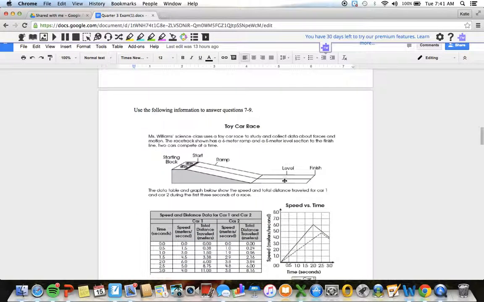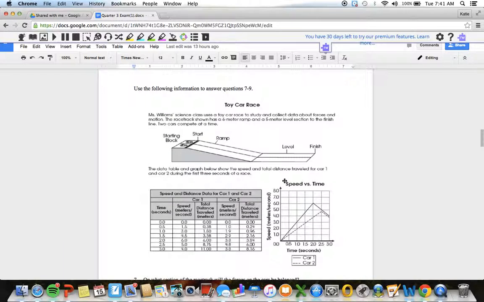Use the following information to answer questions 7 through 9. Toy car race. Ms. Williams' science class uses a toy car race to study and collect data about forces and motion. The racetrack shown has a 6-meter ramp and a 5-meter level section to the finish line. 2 cars compete at a time. The data table and graph below show the speed and total distance traveled for car 1 and car 2 during the first 3 seconds of a race.